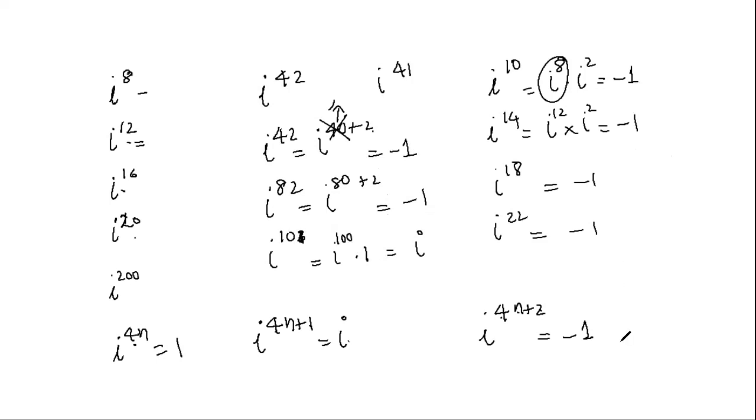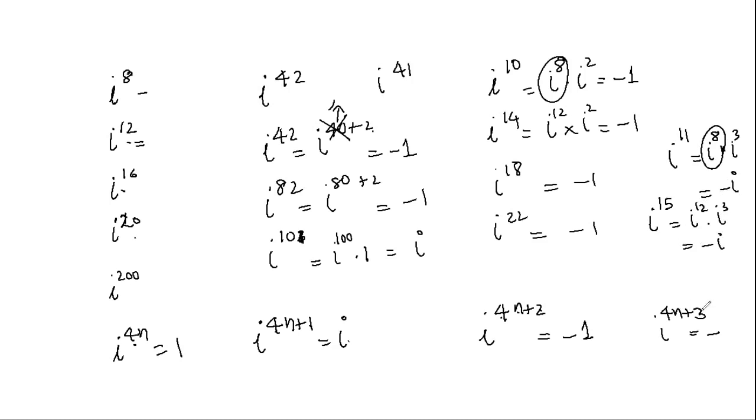What is that? i raised to 4n plus 3, which is 3 more than a multiple of 4. For example, i raised to 11 is i raised to 8 into i cubed. i raised to 8 is 1 and i cubed is minus i. Don't forget this: minus i. Understood? i raised to 15 is i raised to 12 into i cubed. i raised to 12 is 1, i cubed is minus i. So i raised to 4n plus 3 is minus i.